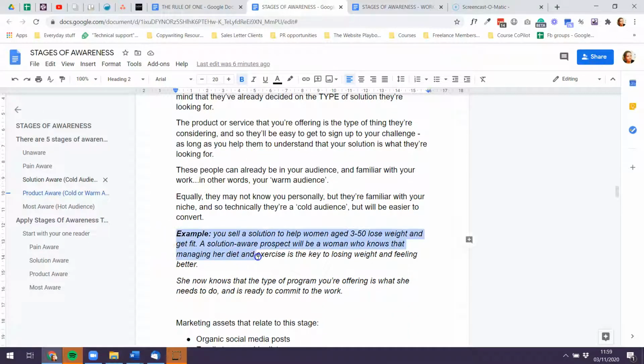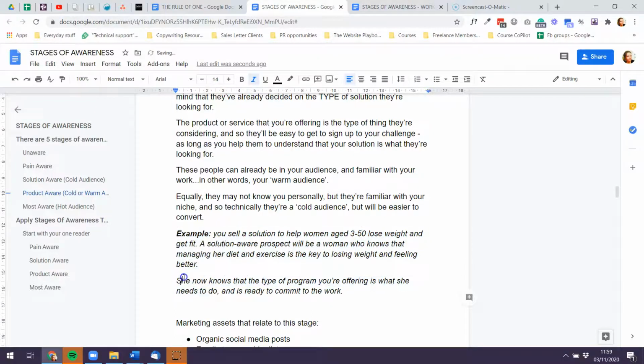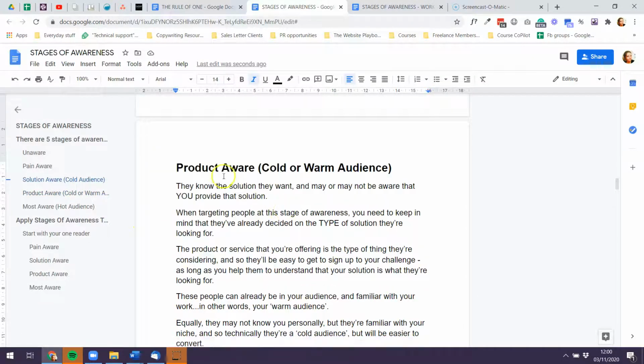So if we go back to our example, she's gone through this stage. She knows that she needs to manage her diet and exercise, and she's decided that there's a specific way that she wants to approach it based on all the stuff she said, and she knows that you offer that kind of solution, okay? And she's at that point of being ready to commit to doing the work. So these are almost what we'd start calling ideal clients, where they're coming in and they're ready to work with you.